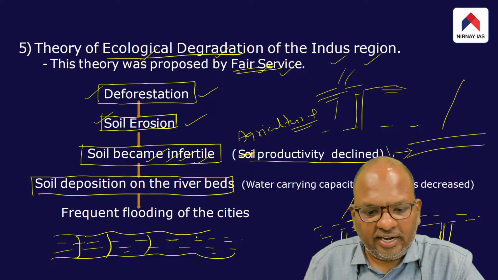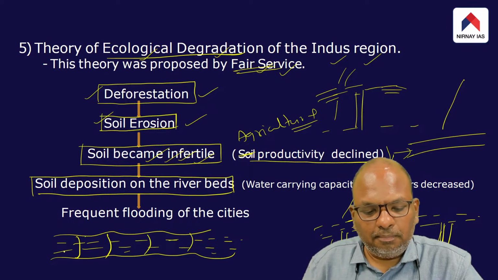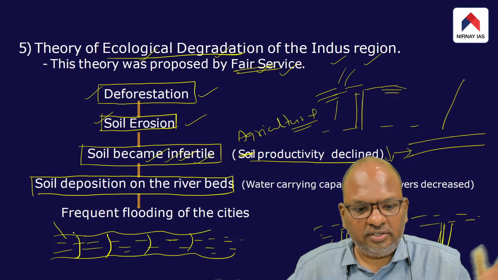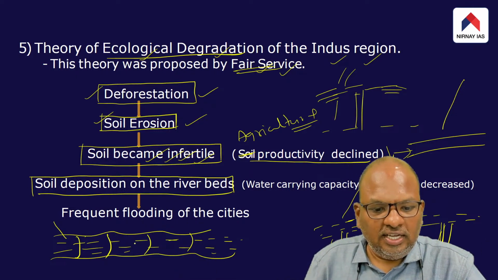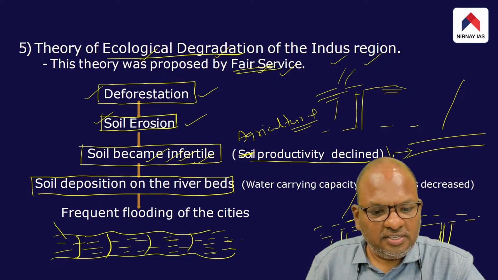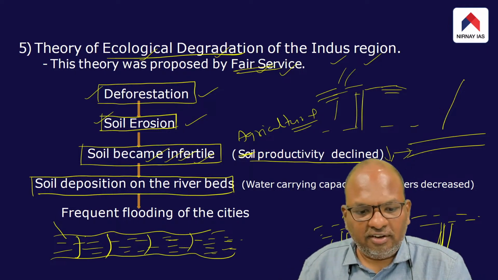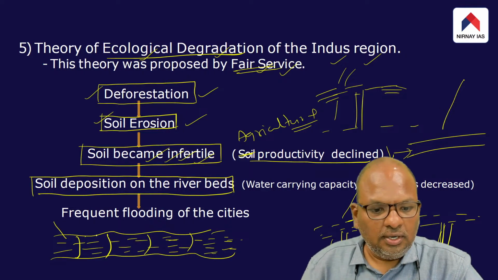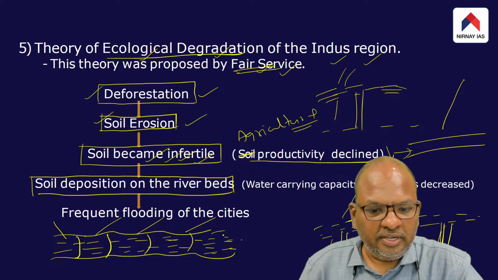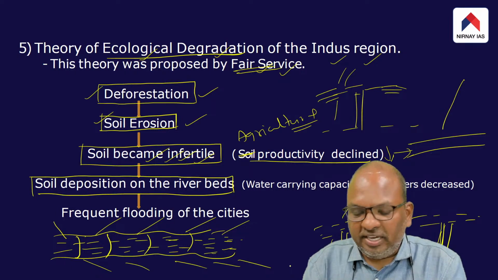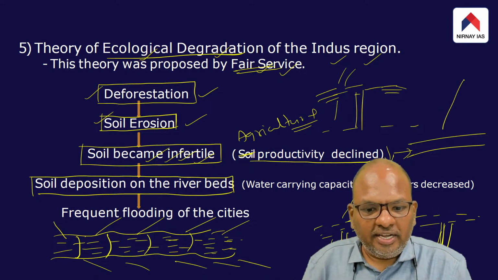the rivers also declined. Initially, the river had the capacity to carry large quantities of water. Because of the deposition of the soil on the river beds, the water carrying capacity of the river declined substantially, and particularly during the months of monsoon, the river began to flood. The river water began to breach its banks and flood the cities.